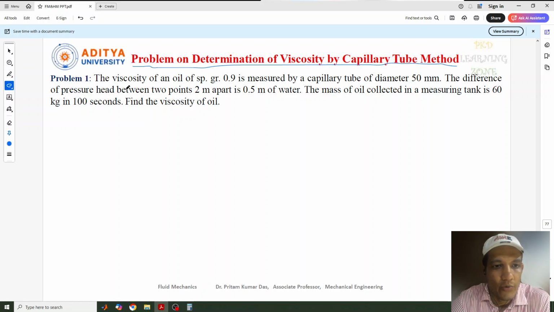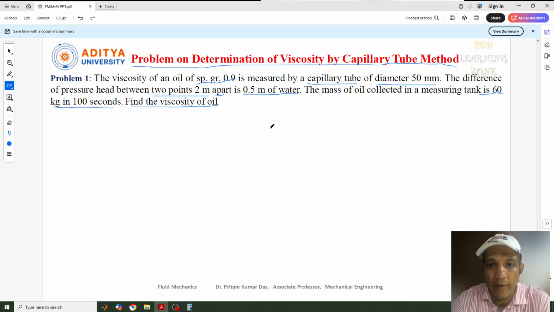Here I have taken a question: the viscosity of an oil of specific gravity 0.9 is measured by the capillary tube method, with a diameter of 50 millimeter. The difference of pressure head between the 2 points, which are 2 meter apart, is 0.5 meter of water. The mass of oil collected in a measuring tank is 60 kg in 100 seconds. Find the viscosity of the oil.